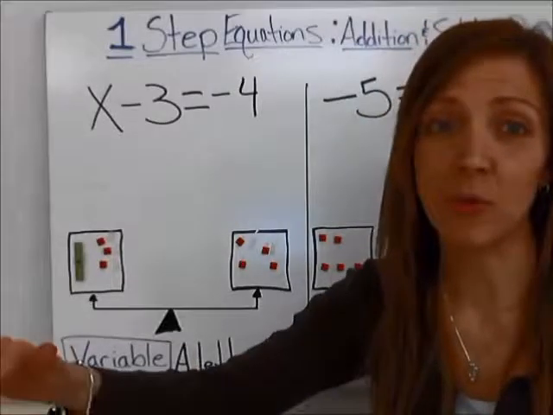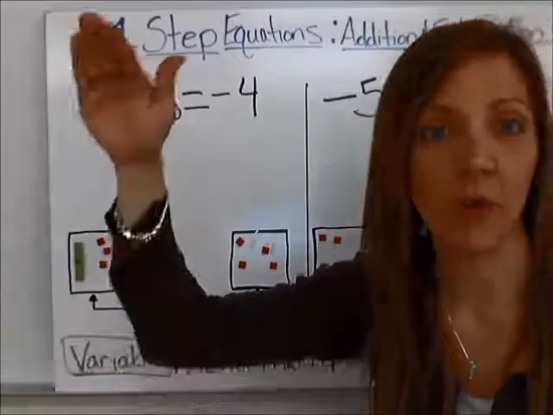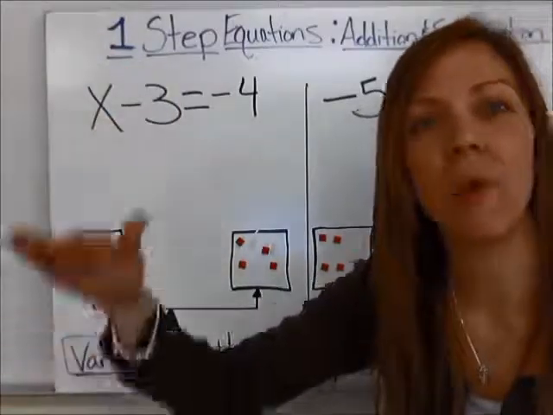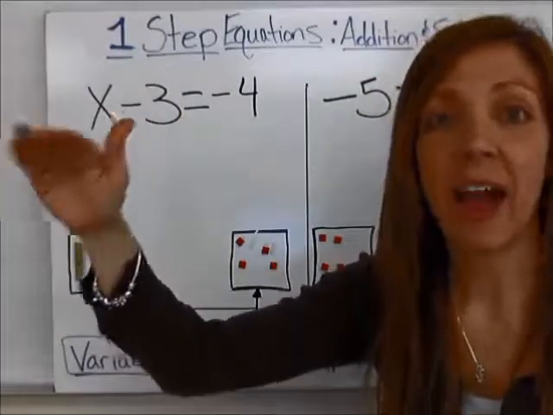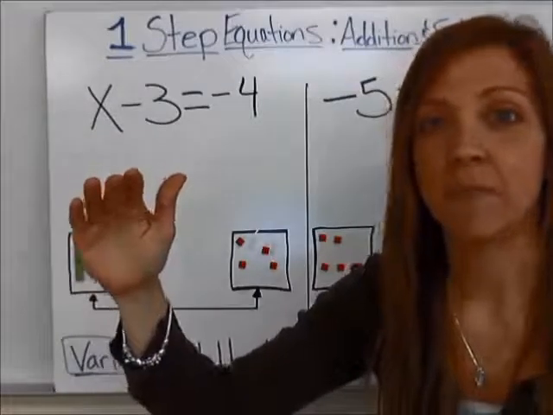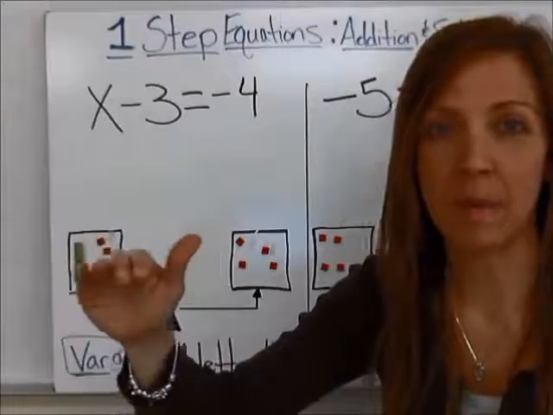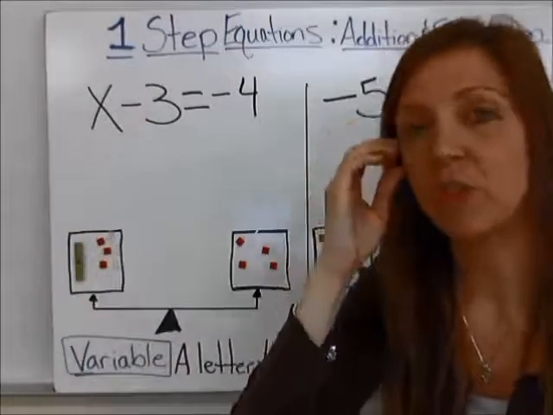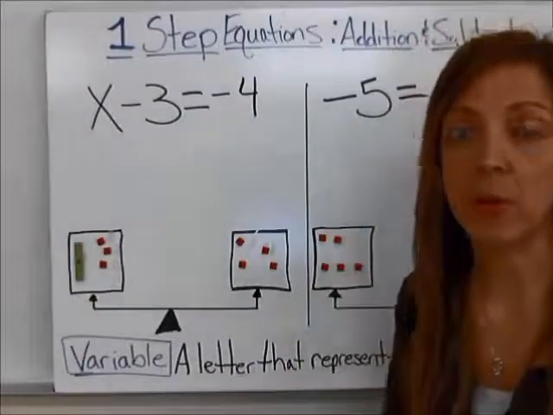You want it to stay equal. You want to stay even. You don't want it to go up. You don't want it to go down. You don't want one side to be higher than the other or not the same size as the other. You want the same number on both sides. So we want to keep an equation equal.